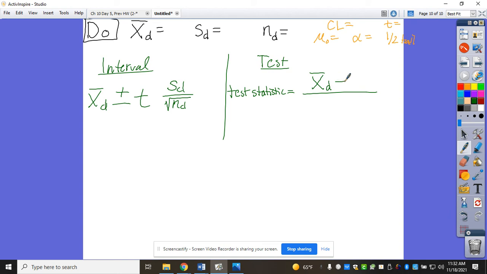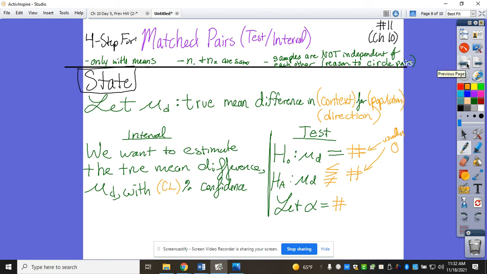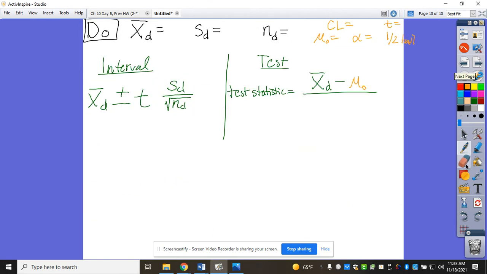And so some people are going to write mu naught, which is more correct. I'm okay if you just write that, if you know where that comes from. Whichever one you would rather write. I wrote it as number here. So because of that, I would probably write it as number again, or switch both of them to be mu naught, which is the more correct way to do it. And then what goes in the denominator? SD divided by square root of ND. And then if it were this, we draw and shade, find our p-value.